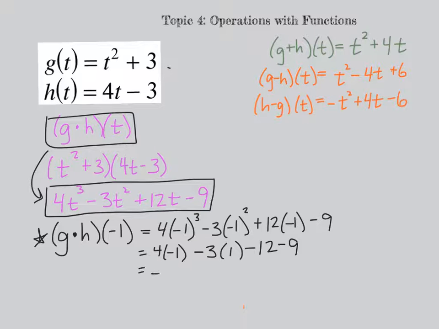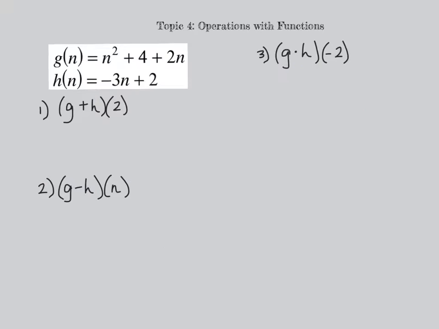Okay, so this gives us negative 4, minus 3, minus 12, minus 9. Okay, when we combine all these negative values, we'll be left with negative 28. All right, let's move on to the next example.